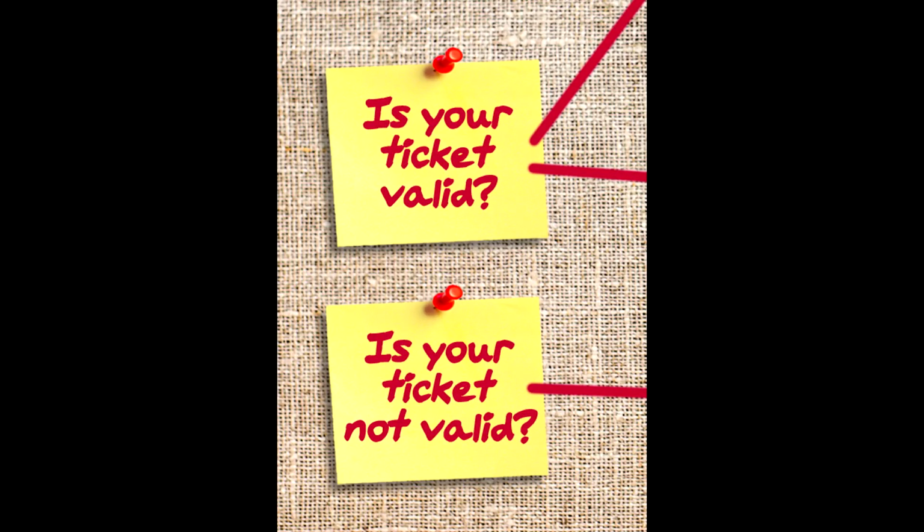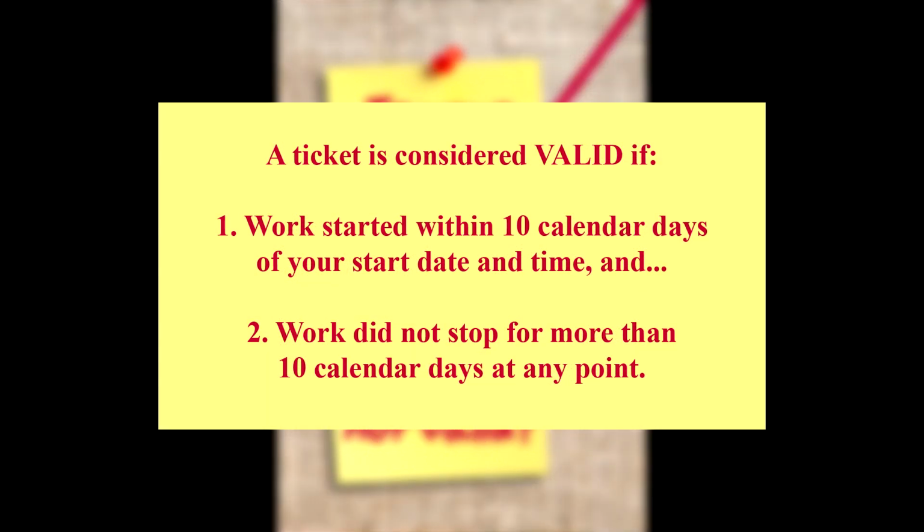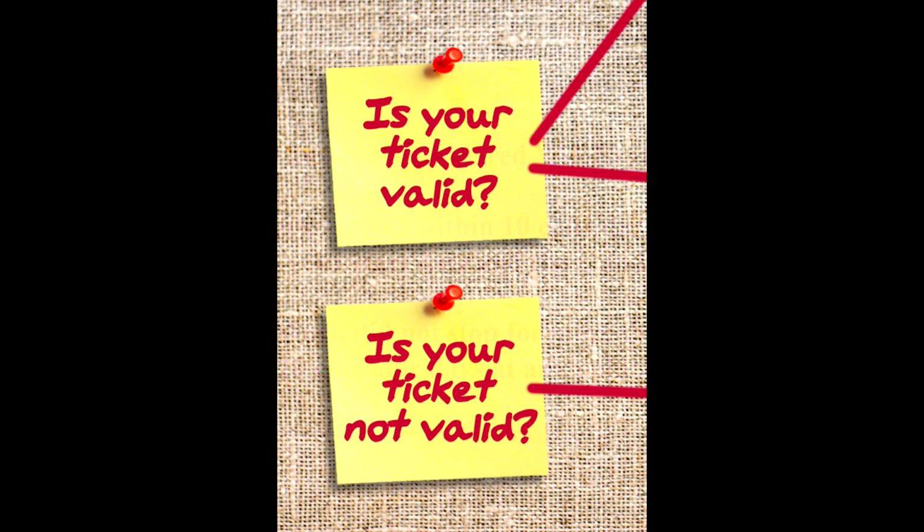Is your ticket valid, or is your ticket not valid? A valid ticket is defined as a ticket where the work began within 10 calendar days of the original start date and time, and did not stop for more than 10 calendar days at any point in time. So if your work did start within 10 days of that start date and time, and didn't stop for more than 10 days at any point, and has been ongoing, then your ticket is considered valid. If your work didn't start within that 10-day window, or stopped for more than 10 days at some point, then your ticket is not valid.